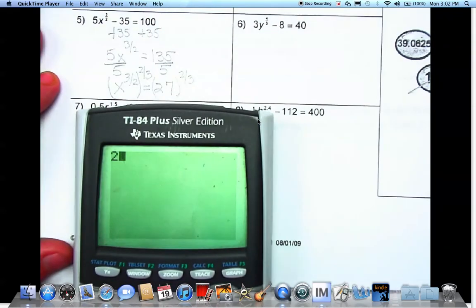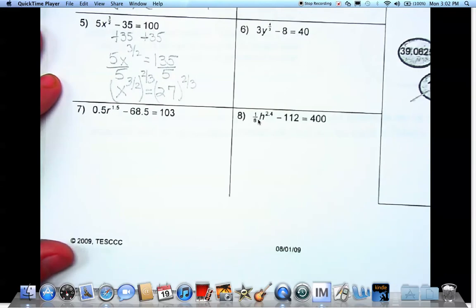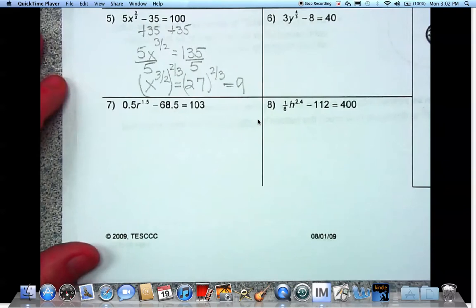27 carrot, parentheses, 2 divided by 3. 9, is that an answer? Yes. Okay, and then let's skip down to 7.